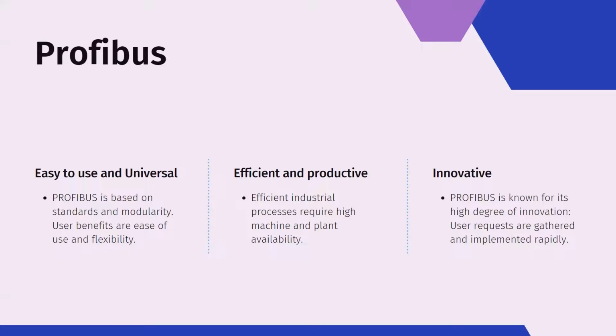Profibus is also known for its high degree of innovation. User requests are gathered and implemented rapidly. Other examples are the highly effective redundancy concept and the proxy technology, enabling the user to connect the Profibus system to the Ethernet level. Existing plants can be modernized and expanded at any time with Profibus.